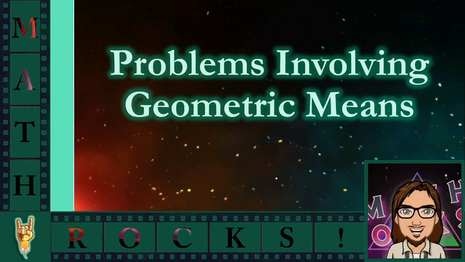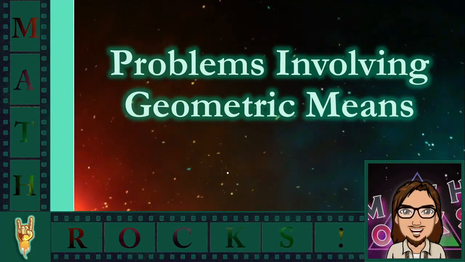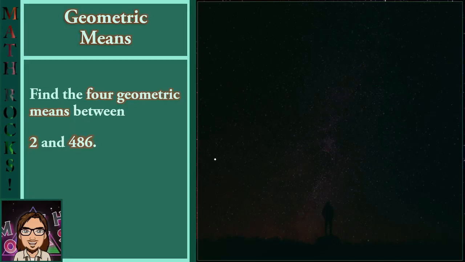Now, let us proceed with some basic problems involving the geometric means. For our first problem, find the four geometric means between positive 2 and 486. To illustrate the idea of such a problem, let us write the first number given, which happens to be 2.